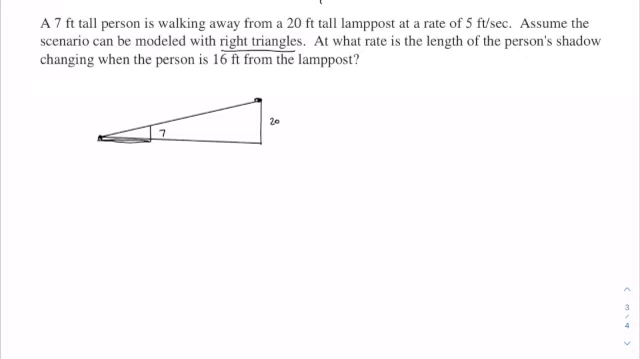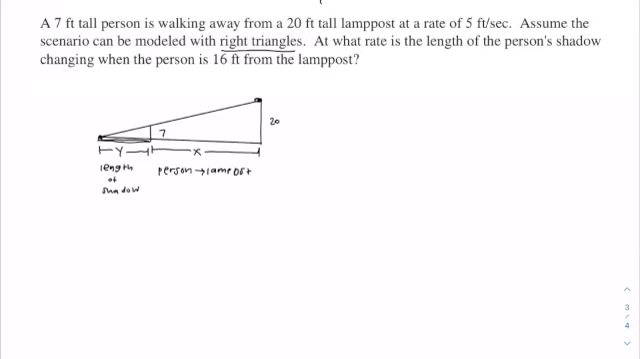Here, let's make a relationship. So this length x is the distance from the person to the lamppost. Okay, and then this distance y right here is the length of the shadow.